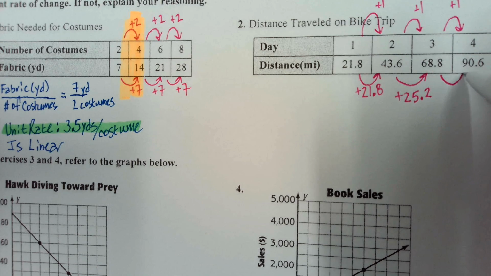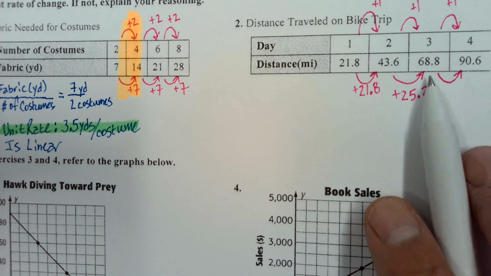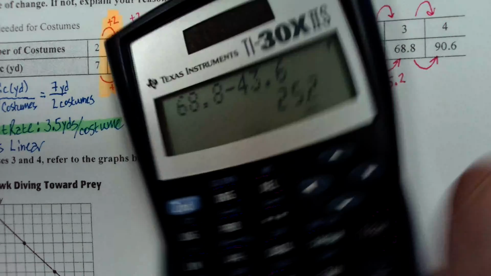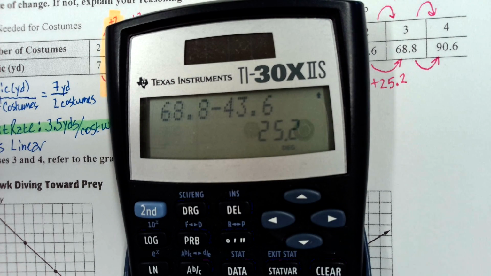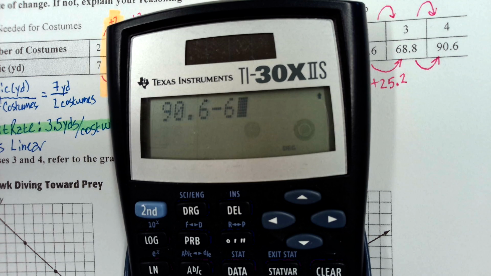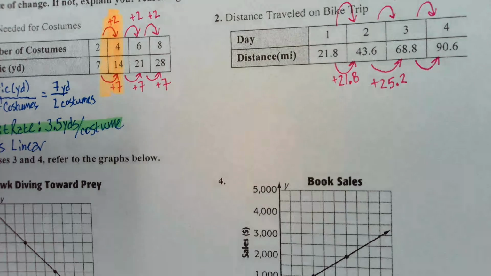And then here, we're going from 68.8 to 90.6. Let's try that one. 90.6 subtract 68.8. 21.8 again.